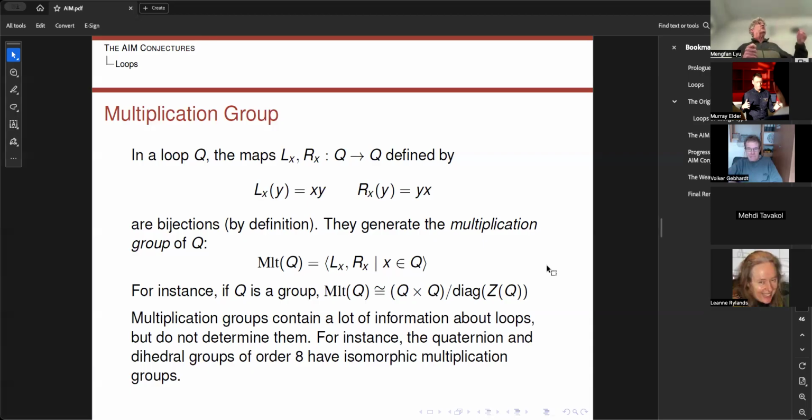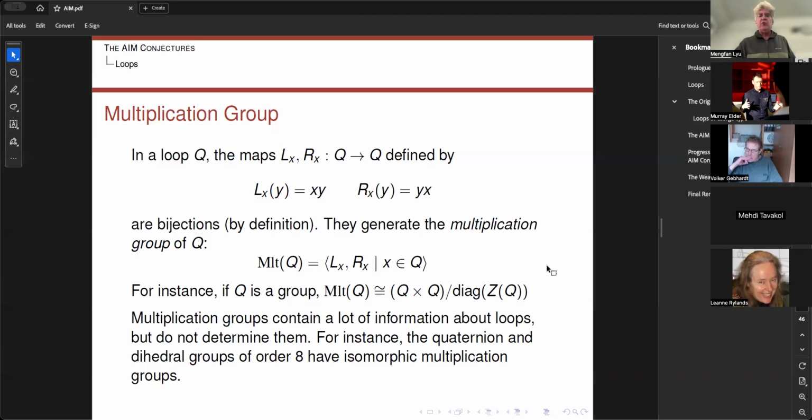And so what you do is you look at the group that those things generate. Now, we don't particularly want to favor the left over the right, so we'll take them both, okay? And that's called the multiplication group. And I'll give you an example, which I'm not going to prove. If your original loop is actually a group, its multiplication group is isomorphic to two copies of the group mod a copy of the center. Okay, I'll let you think about why that would be.